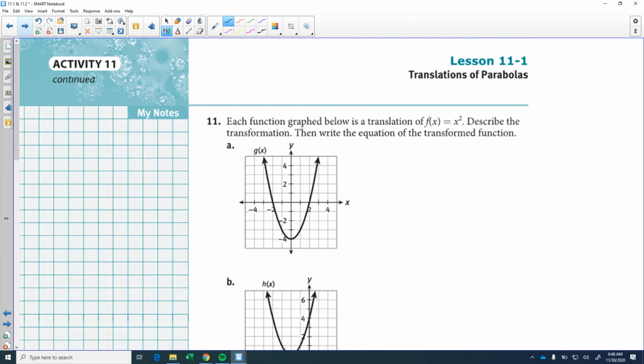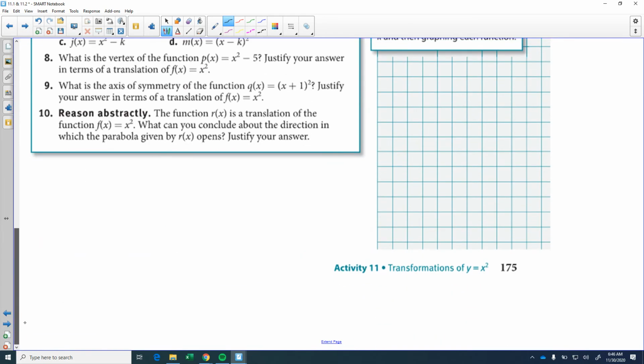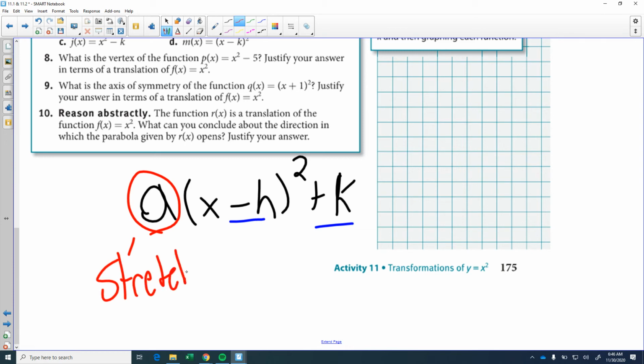All right? Because here's the thing. Technically, we have a particular equation, right? The equation in this section is going to be a(x minus h) squared plus k. Okay? And we know what these two are, but unfortunately, we haven't really figured out what a is. Well, that's the thing that we really want to start discussing for today. A is what we call a stretch or shrink.